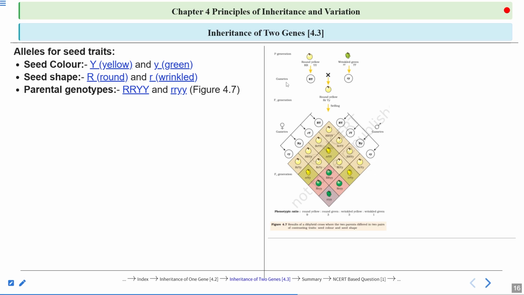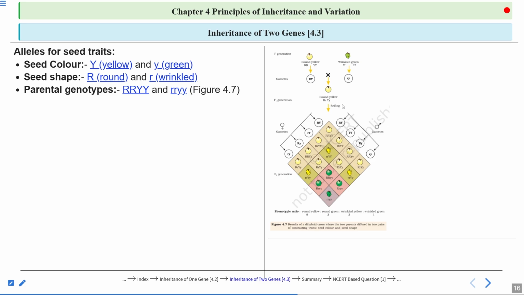Then for the gametes, you write the gametes produced. The homozygous dominant parent will produce capital R, capital Y gametes. Gametes produced by the homozygous recessive parent will be small r, small y. Then the F1 will be round and yellow because round shape is dominant over wrinkled and yellow color is dominant over green. The genotype will be capital R, small r, capital Y, small y.